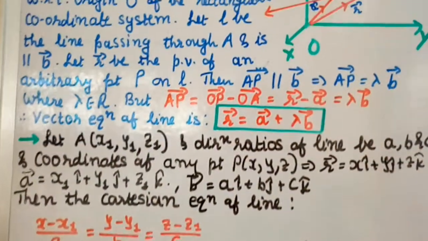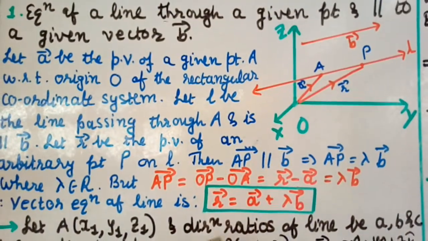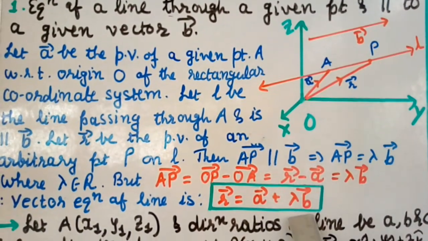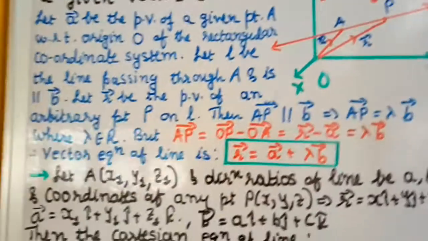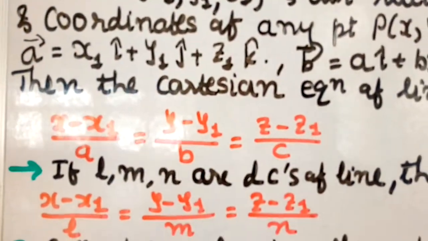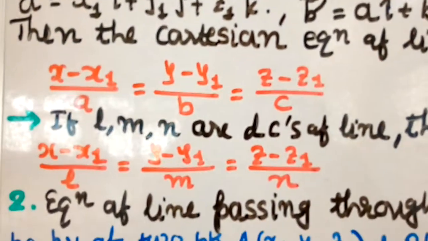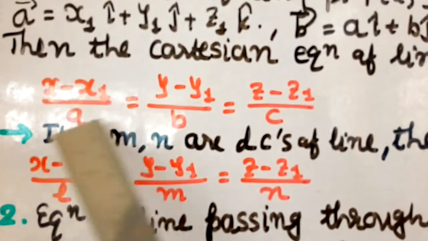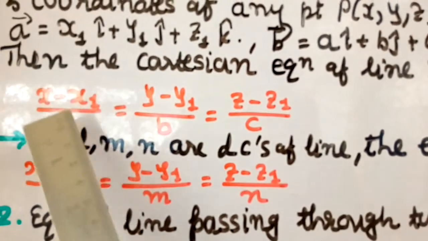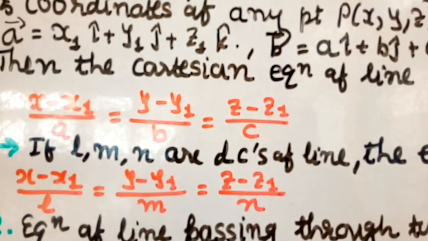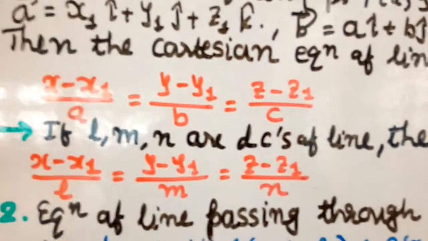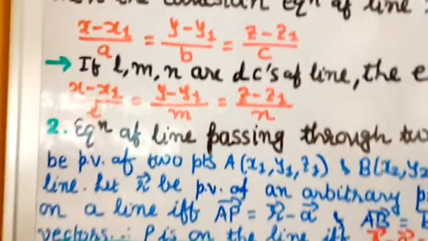When a point is given and the direction is given, the vector form is vector r equal to vector a plus lambda vector b. In Cartesian form it is (x minus x1) by a equal to (y minus y1) by b equal to (z minus z1) by c. These are direction ratios; if you are given direction cosines instead, then replace a, b, c by the direction cosines, whose symbols are l, m, n. So this is when a point and a direction are given.